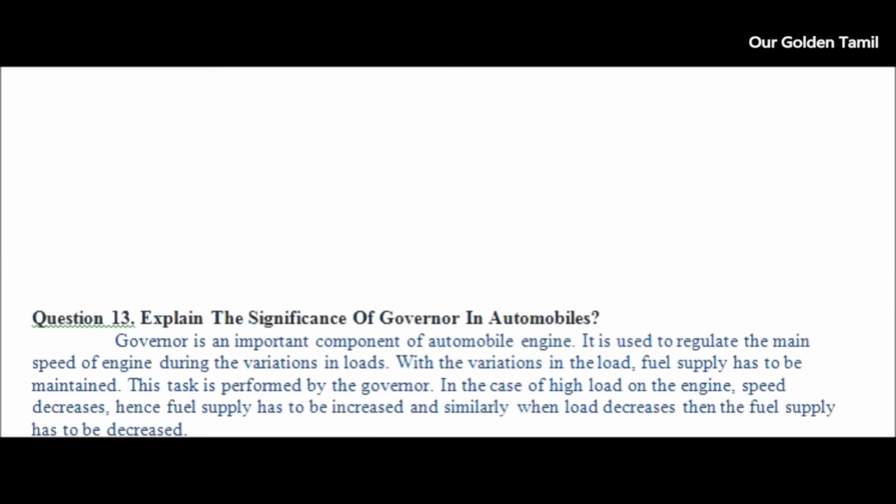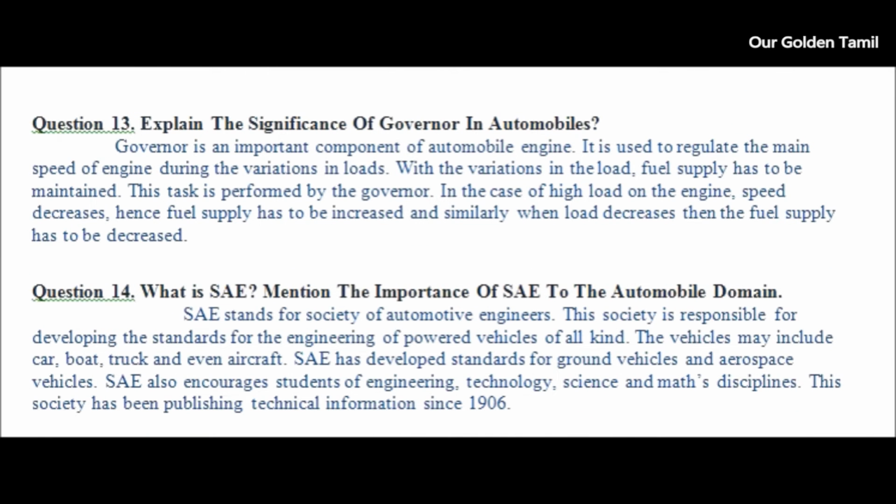Question 13. Explain the significance of governor in automobiles. Answer. Governor is an important component of the automobile engine. It is used to regulate the mean speed of the engine during the variations in loads. With the variations in the load, fuel supply has to be maintained. This task is performed by the governor. In the case of high load on the engine, speed decreases, hence fuel supply has to be increased, and similarly when load decreases then the fuel supply has to be decreased.